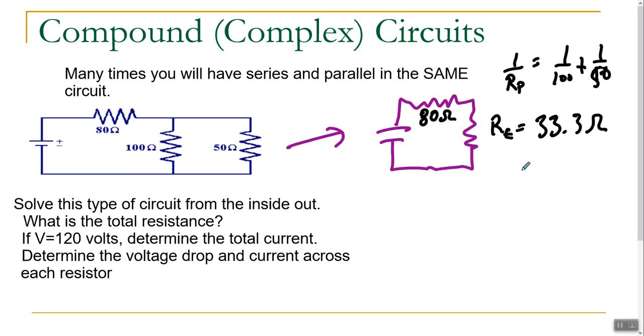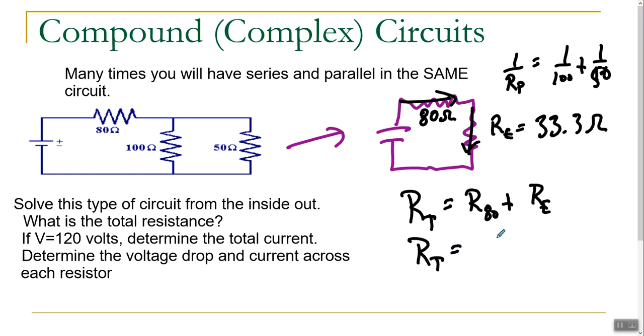All right, so now looking at here, what's the next step? How do I find the total resistance if effectively this is 33 ohms and this is now 80? Well, since those are in series, you would add the 80 ohm resistor plus the effective resistance that we just found. So your resistance total would come out to be 80 plus 33, so it'd be 113.3 ohms. Alrighty, so we got the total resistance to be 113.3 ohms.